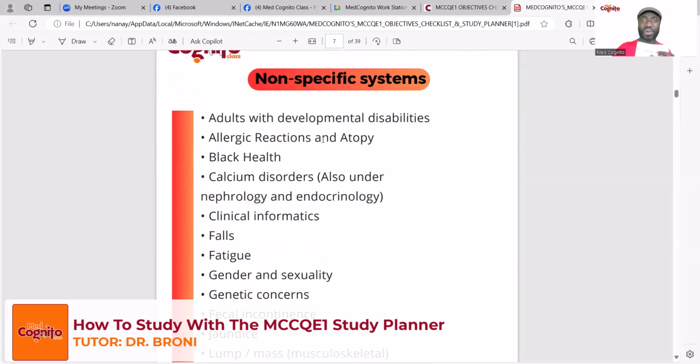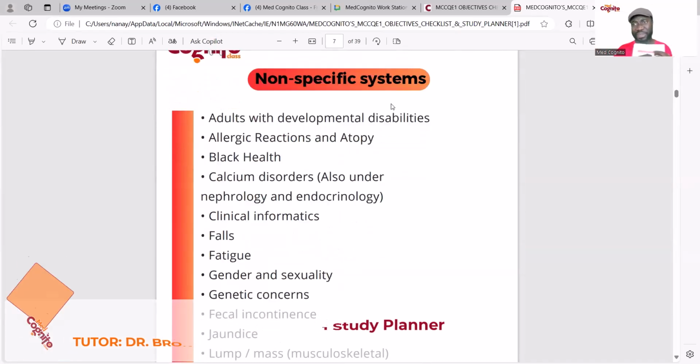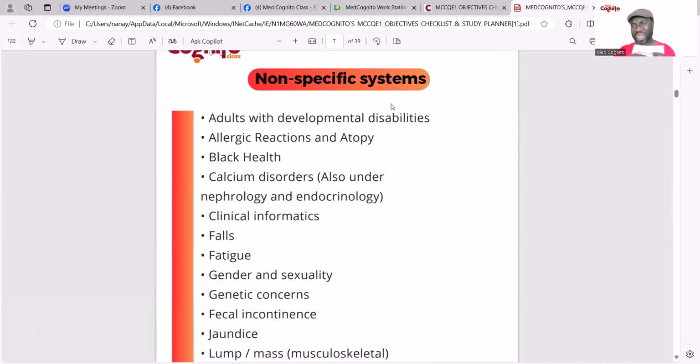And there's this other point called the non-specific system. So these were systems that when we studied it at MedCognito, we go like, okay, where does it really fall under? Does it fall under neurology or nephrology? And we're like, no, it doesn't fall under anything. So let's put it under non-specific systems, okay?